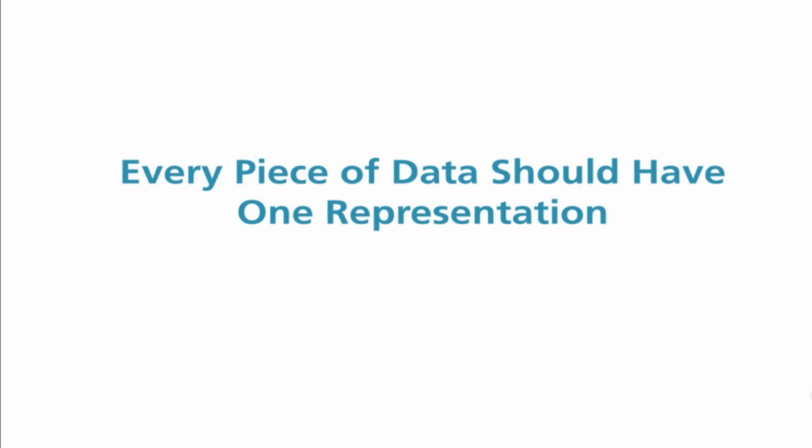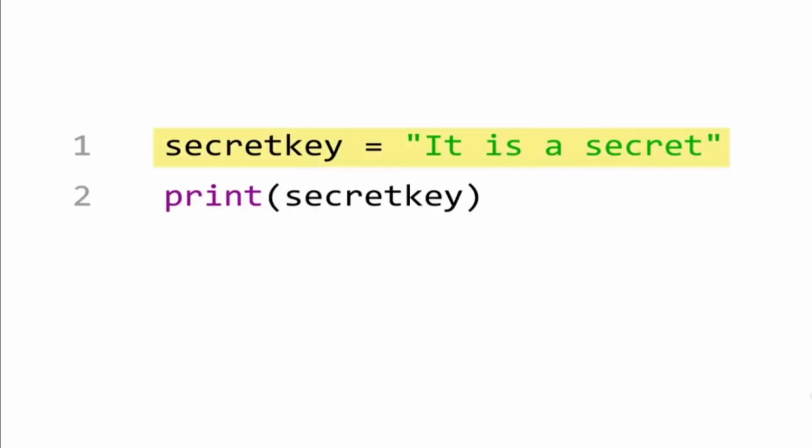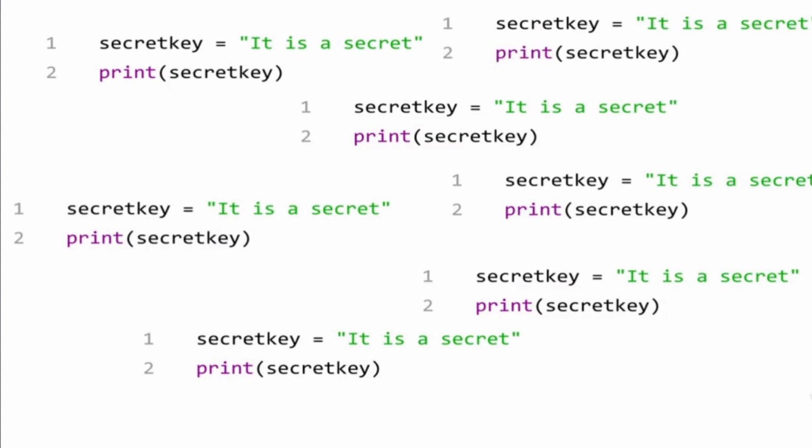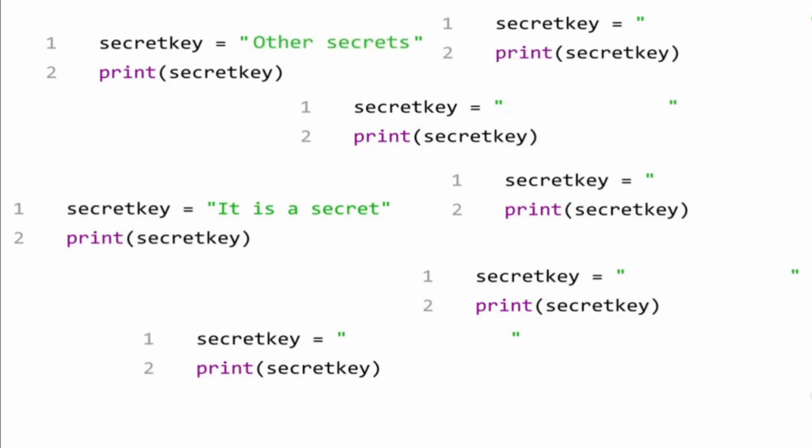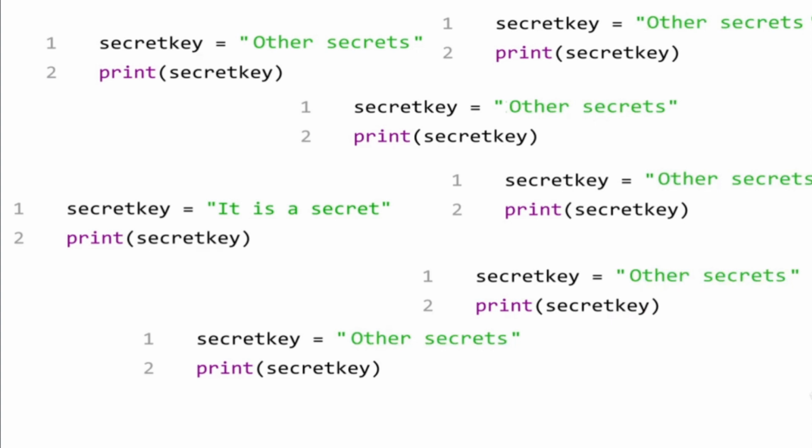When you need to store a piece of data in a program, you should only store it in one location. For example, say you are using a string as some sort of secret key in your program. You should only represent the key in one variable. If you put the key in multiple different places throughout your program, and later you have to change the key, you will have to remember to change it everywhere. If you forget to change it in just one place, you will break your program. But if you always represent your data once, you know it is safe to change it.